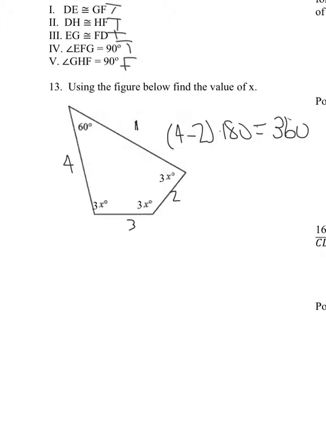And then you have to add everything up, including this 60. A lot of people were doing the math on this and not including that. It's an angle. I know you've already found it. That doesn't mean it's not part of the 360 you have to add up to. That's important.